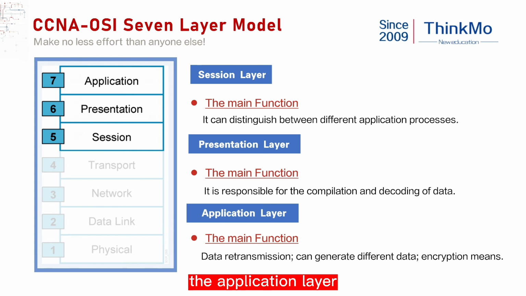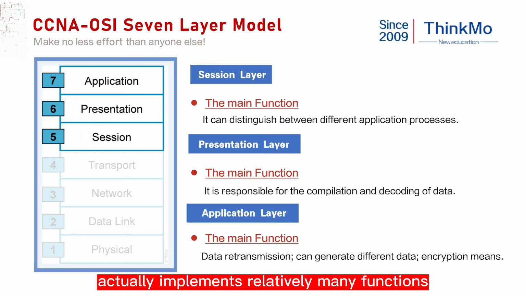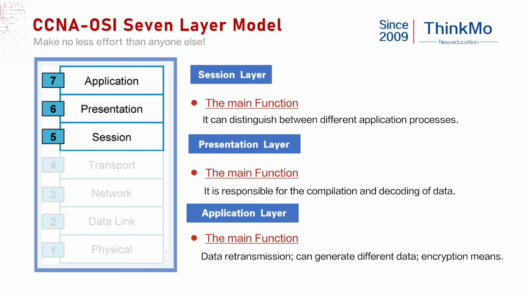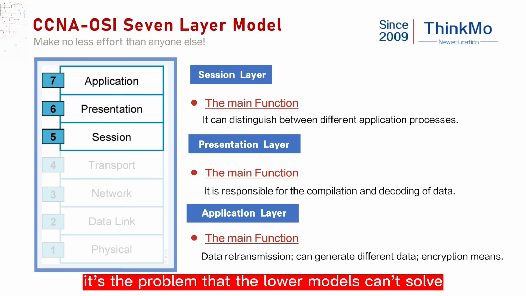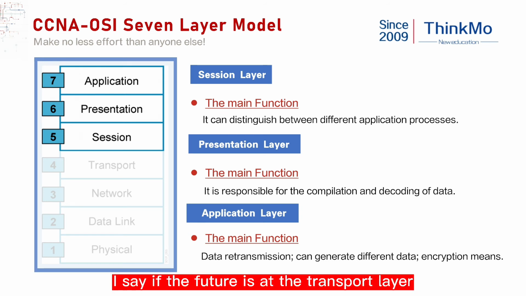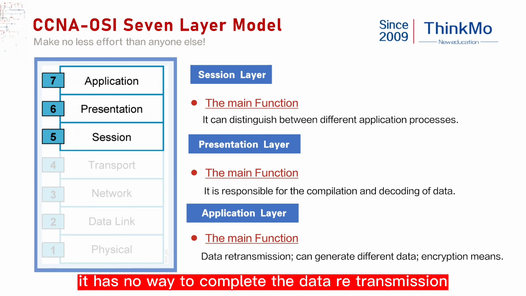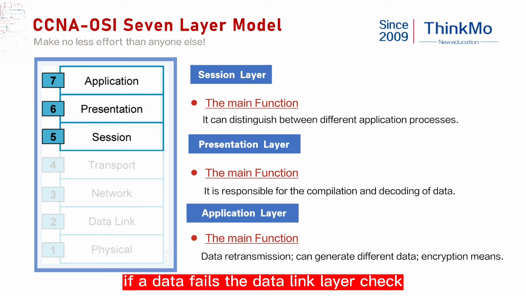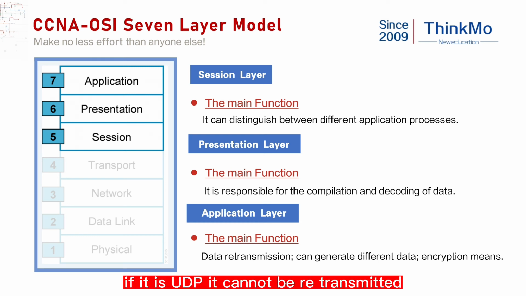The application layer actually implements relatively many functions. Let's start with the first function. The application layer first bears the brunt of the problems to be solved, the problems that the lower layers can't solve. I just mentioned to you, if in the future at the transport layer we use a protocol like UDP, it has no way to complete data retransmission if a data fails the data link layer check. If layer 4 chooses TCP, it is capable of retransmission. If it is UDP, it cannot be retransmitted.